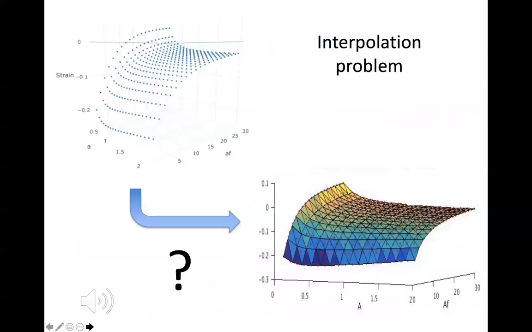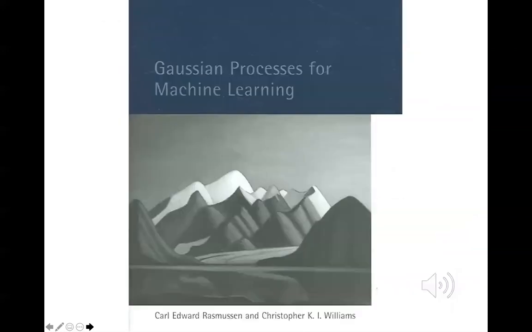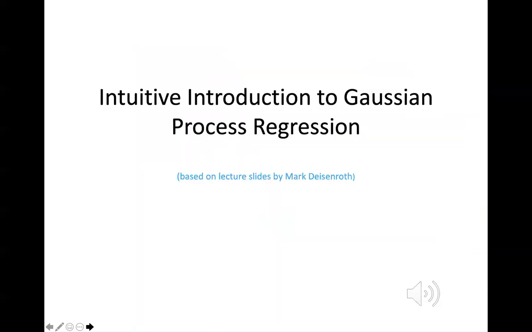However, we now have to address the problem of how to do the interpolation in parameter space. Well, the method that we use is Gaussian process regression, on which there is an excellent textbook by Carl Edward Rasmussen and Christopher Williams. In this talk, I only have the time for a brief intuitive introduction to Gaussian process regression. This is based on lecture slides by Marc Deisenroth.